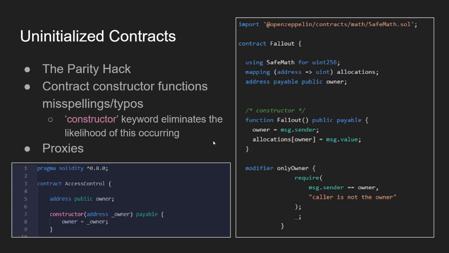One way that this would happen is the constructor function used to be just the same name as the contract, and so you see the issue here. This is Fallout, from the Ethernaut game. And so the exploit that they want you to take advantage of here is that when this contract was deployed, it wasn't initialized because this is not the constructor function. So then when you call this function, it sets you as the owner, and then you can do whatever you need to if you're the owner. Nowadays, there's a constructor keyword, so that eliminates the likelihood of this occurring.